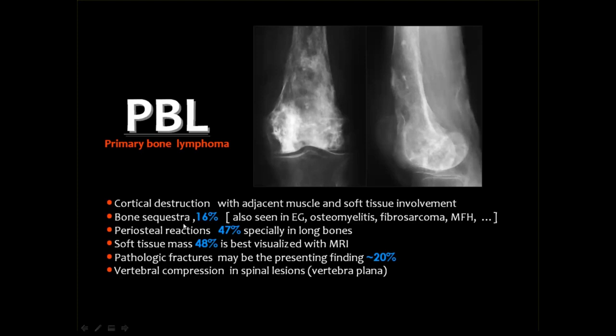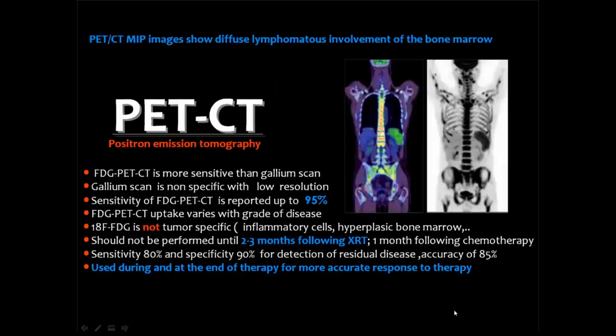Sometimes you get bone sequestra, which you remember are seen in chronic osteomyelitis and sometimes in eosinophilic granuloma, fibrosarcoma, and malignant fibrous histiocytoma. Periosteal reaction is seen in about 50% of the cases. Extraosseous soft tissue masses are seen well by MRI. Pathological fractures may be seen in around 20% of the patients, and vertebral compression or vertebra plana, lymphoma is one of the contributing factors.